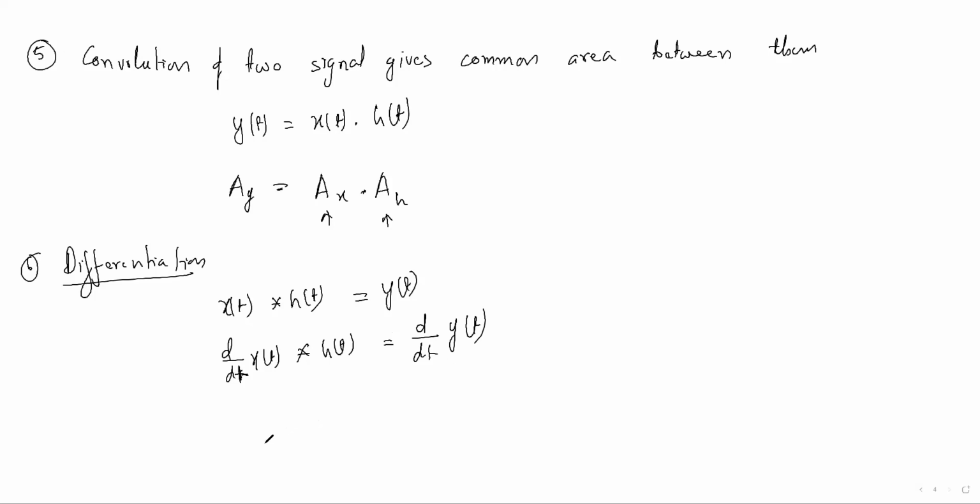Similarly, if we keep x(t) the same and differentiate h(t), then our output should also be differentiated, y'(t). This is the formula you should know. The differentiation comes at the y(t) level also.